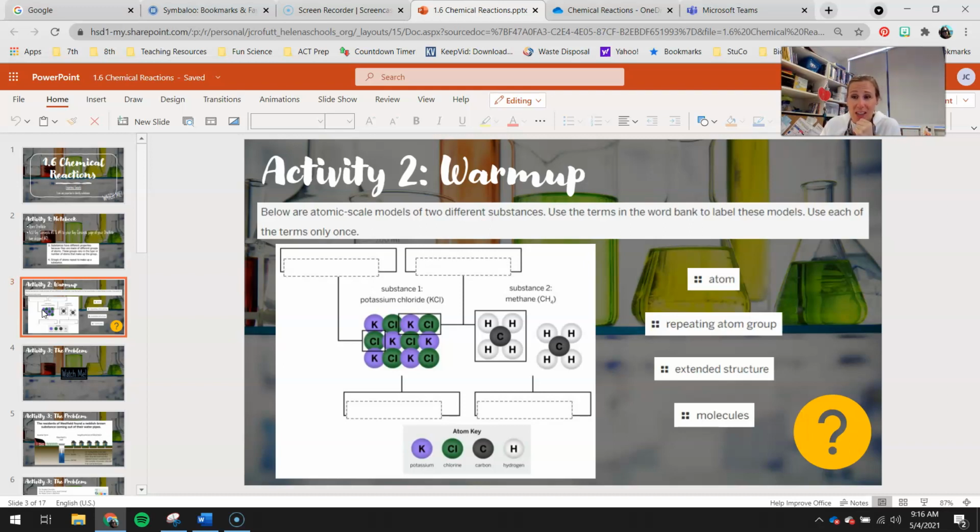You also added this information to your notes. So we have atom, repeating atom group, extended structure, and molecules, and then you can see the 4 blanks for those 4 words. So click and drag them to where you think they need to go. Okay. All right, moving on.